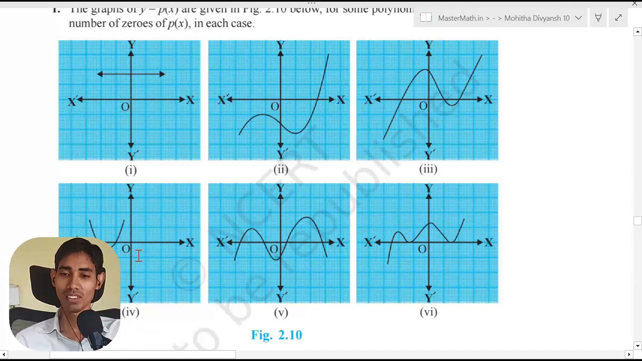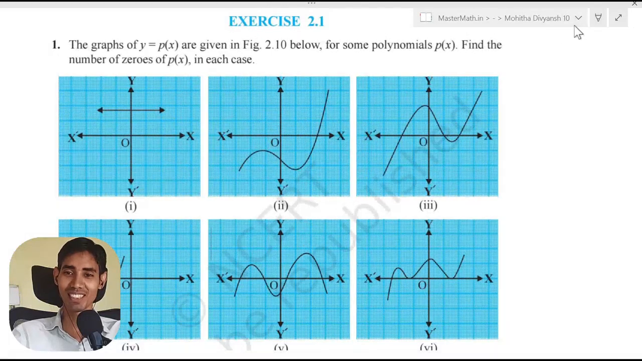So that's what the topic is about. The first topic, find the number of zeros, and if you are asked, you can find the exact zero value also. So I hope there is no doubt in this. It is a very easy concept.